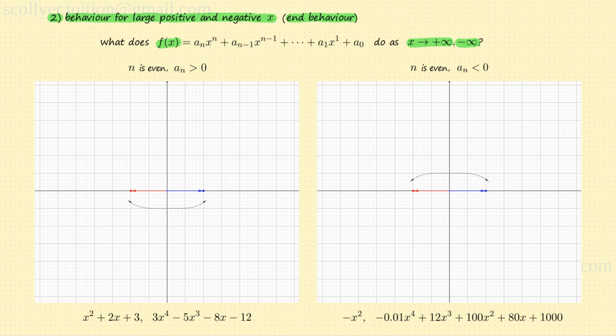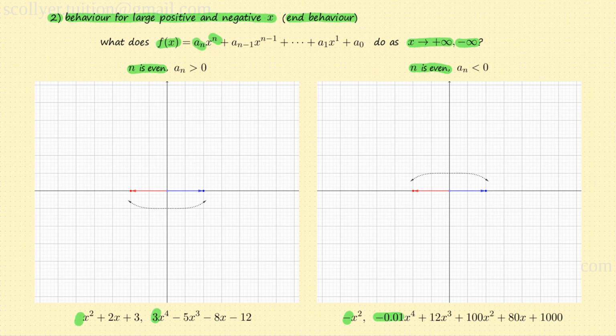Here we consider polynomials of even degree, i.e. where n is even and n is the power of the leading term. And there are two subcases, the one on the left being where the leading coefficient is positive, that on the right being where the leading coefficient is negative. And the leading coefficient is the number that appears in the leading term.